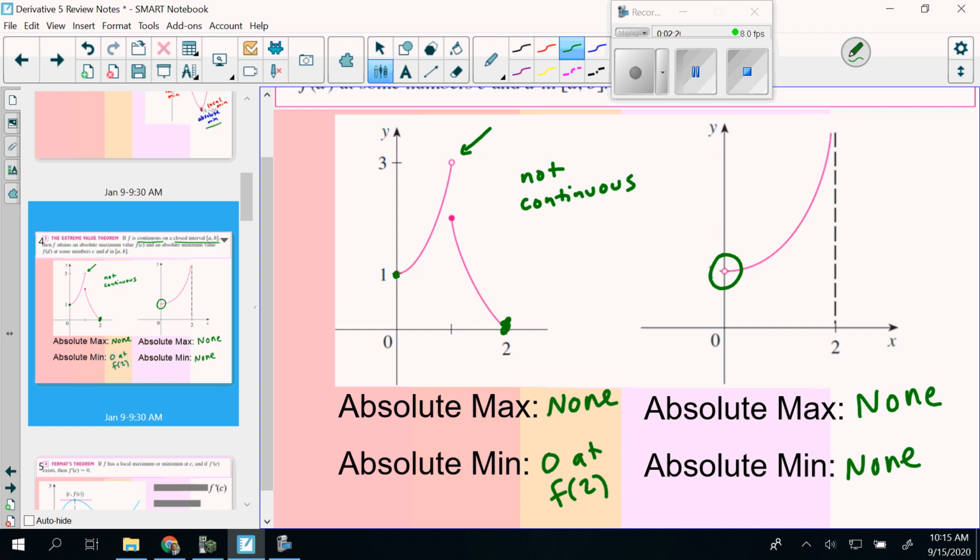This one is continuous, but the reason this one's not working is we don't have a closed interval here. On the left side, we don't have a point, and on the right side, this keeps going and doesn't actually have a value at f(2), and so we're not closed here. We're not guaranteed to have those points.